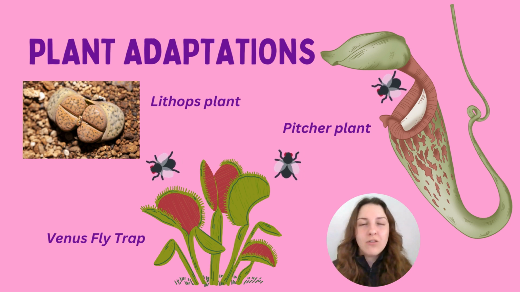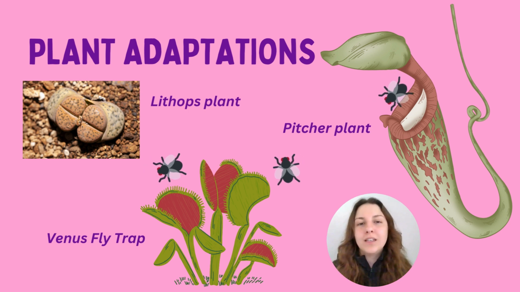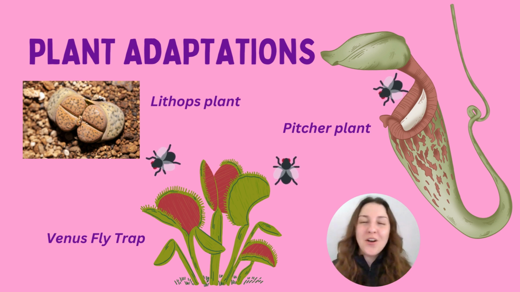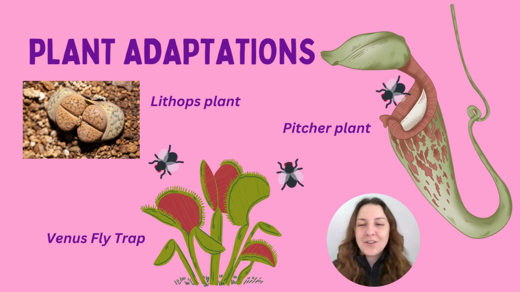Those nutrients, such as the nitrates and the protein that is found within those insects, will be utilized by the plant for growth and repair and things like this. So those are other adaptations that plants have used, which I thought was quite interesting and part of this topic, really.